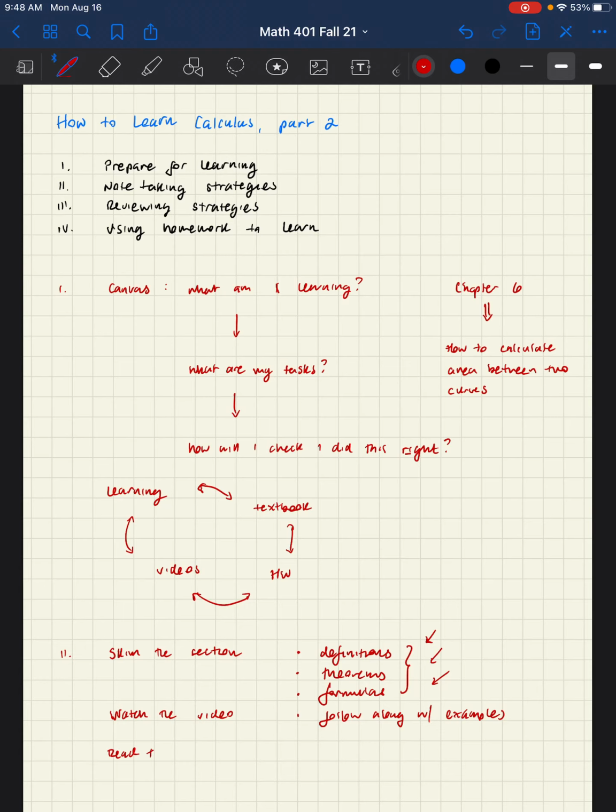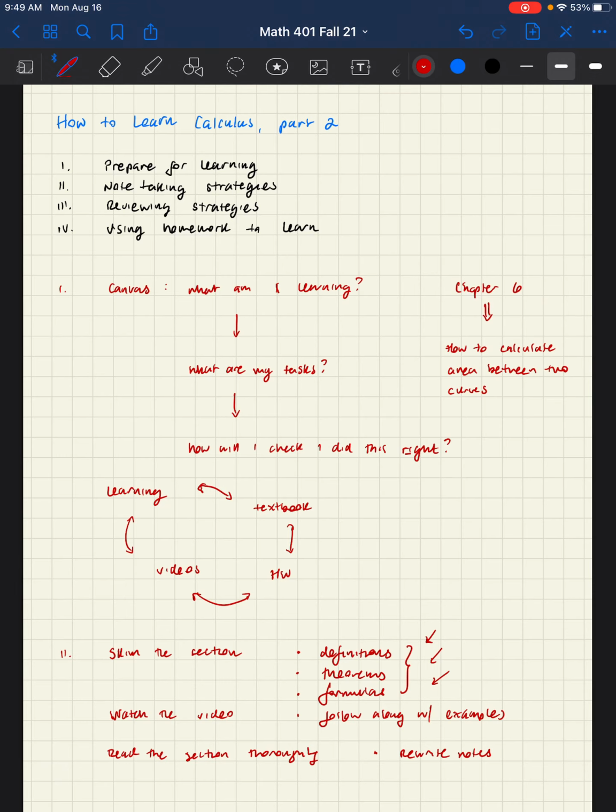Lastly, read the section thoroughly and possibly, maybe, rewrite your notes. Rewriting your notes is a helpful strategy because you may have missed some things the first time around, or you want to add something that you've learned in the process that you didn't add the first time, okay?